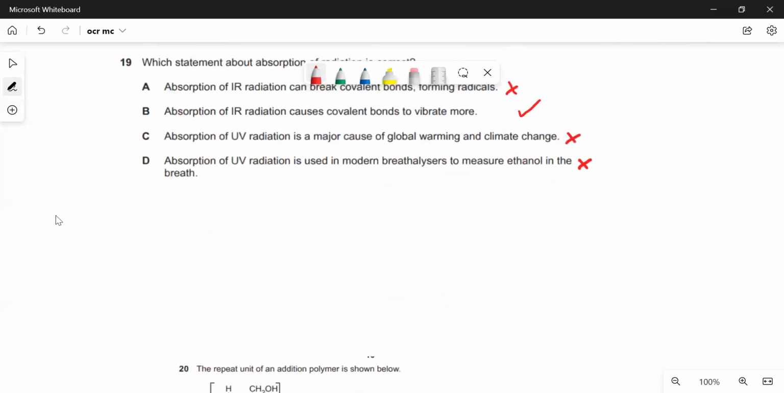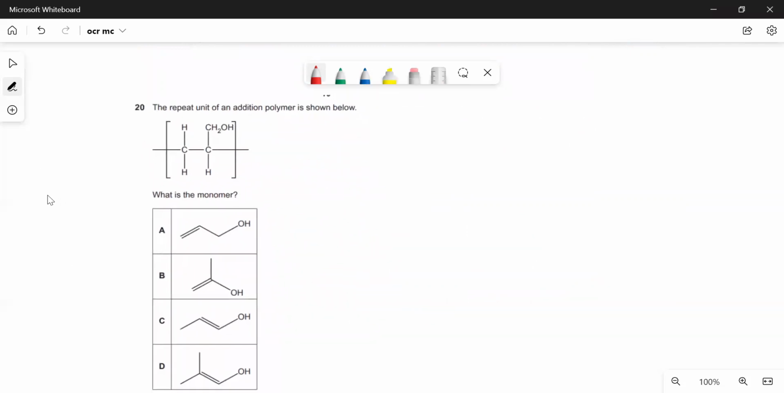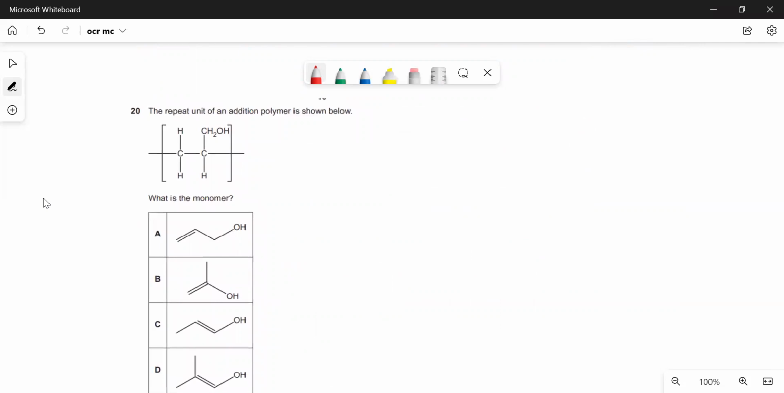Right, 20. Okay, this is addition polymerization. The repeat unit of the addition polymer is shown below. So how does that form? Well, when you form addition polymers, what happens? The monomer has got a double bond between those 2 carbons there. So that's what the monomer is going to look like. So it's going to be CH2 double bond CH2OH. When we draw that as a skeletal formula, it's going to look like that.